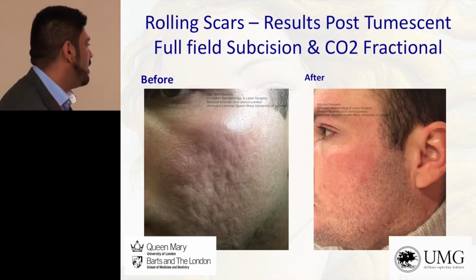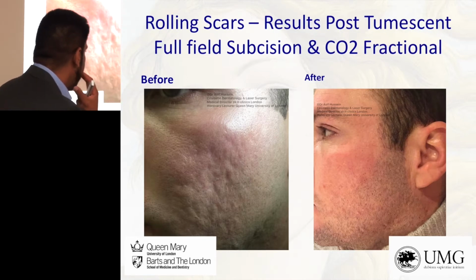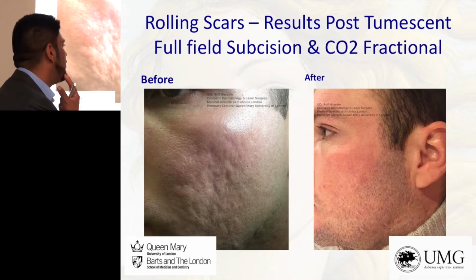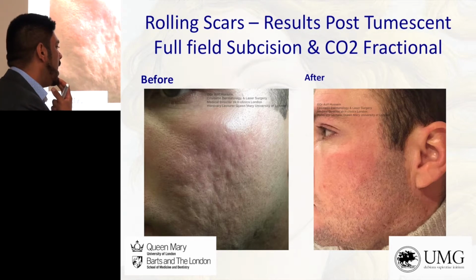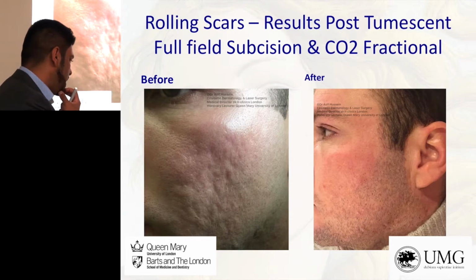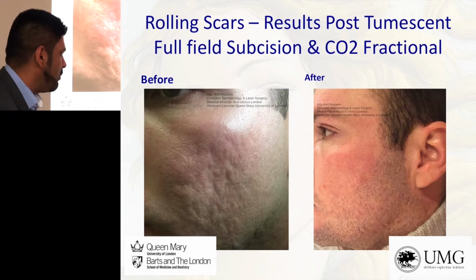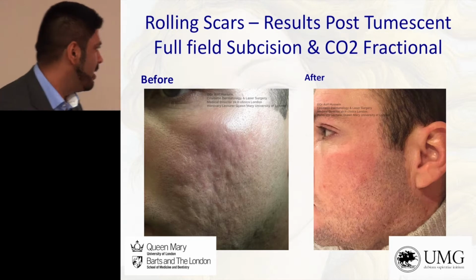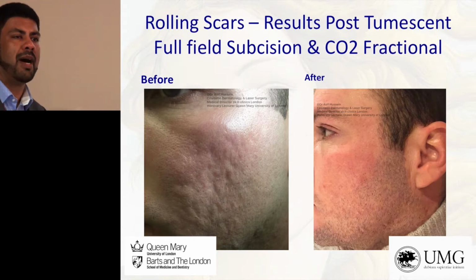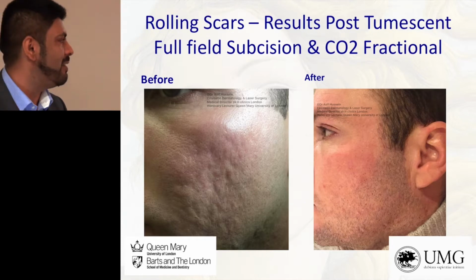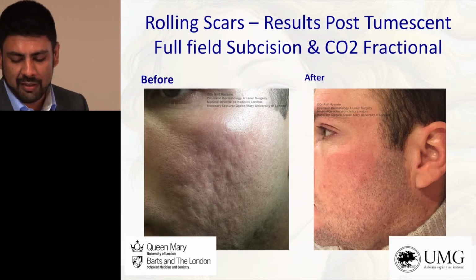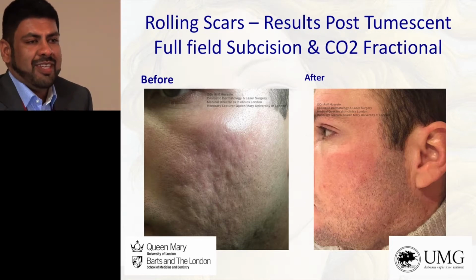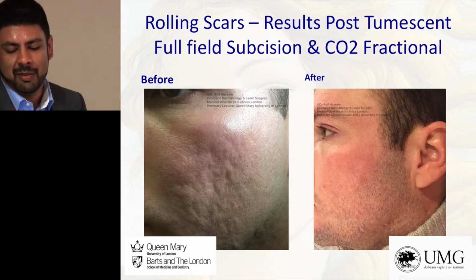So, results. Well, this was a gentleman you saw earlier. This is following subcision and following CO2, so that's subcision combined with laser. He was very happy with his new flat cheek, and that is the power of combining things. When I used to try this with CO2 alone, I'd get a reasonable amount of the way, but unfortunately I couldn't get to a beautiful flat cheek like that. That was because nothing was doing anything about the tethering until I subcised.